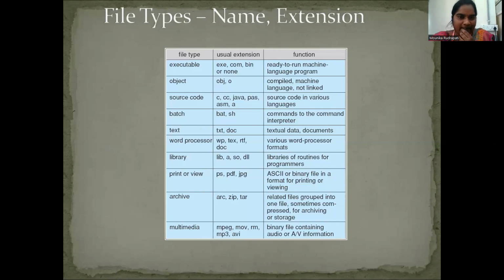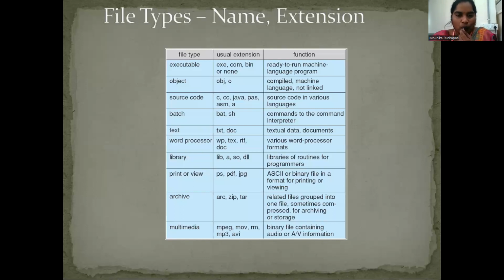Next file type is batch. The usual extensions are .bat and .sh. The function is commands to the command interpreter. Next file type is text. The usual extensions of text are .txt and .doc. The function of the text file type is textual data and documents.